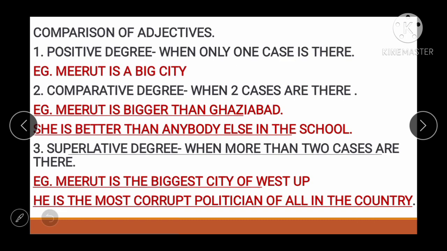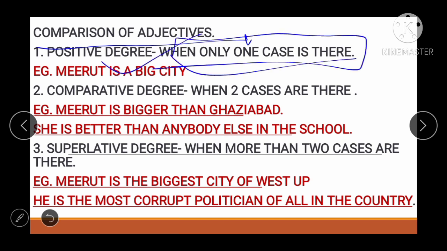In yesterday's class we read about adjectives, types of adjectives, and some rules regarding the adjective. Now let's see comparison of adjectives. As you all know, there are three degrees: positive degree, comparative degree and superlative degree. In the positive degree only one case is there. Take an example: Meerut is a big city. We're not comparing it to another city, so this is an example of the positive degree, right? Next one is comparative degree.